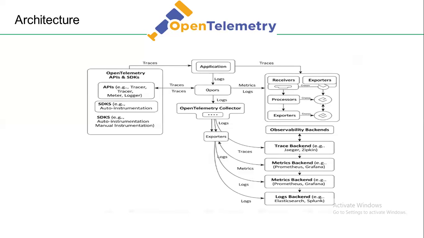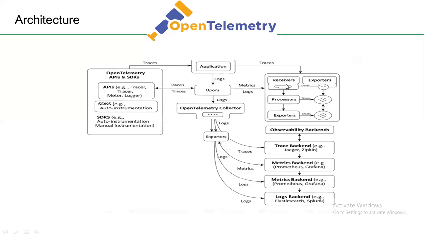The next one is the OpenTelemetry Collector. As you can see, the OpenTelemetry Collector is a powerful vendor-agnostic proxy that receives, processes, and exports telemetry data. It's an essential part of the architecture that offloads data handling from your applications, and it contains three main parts: receivers, processors, and exporters.